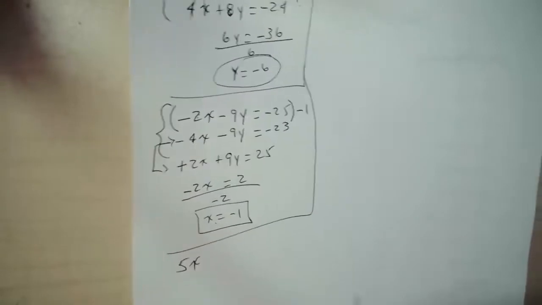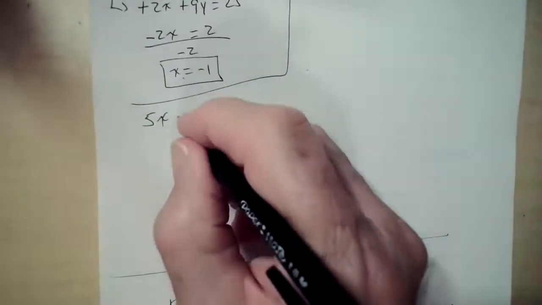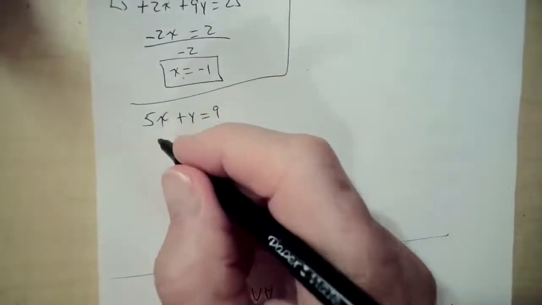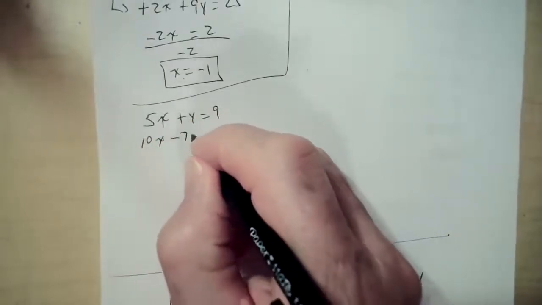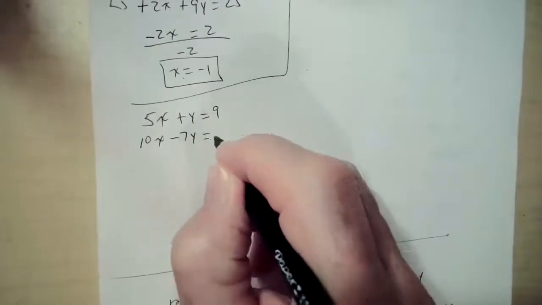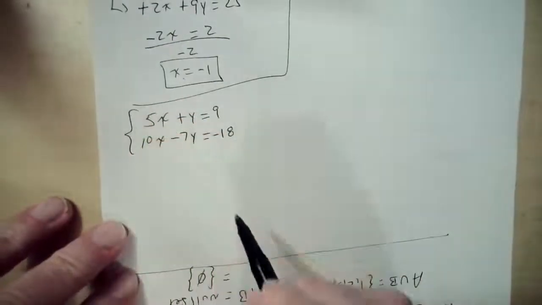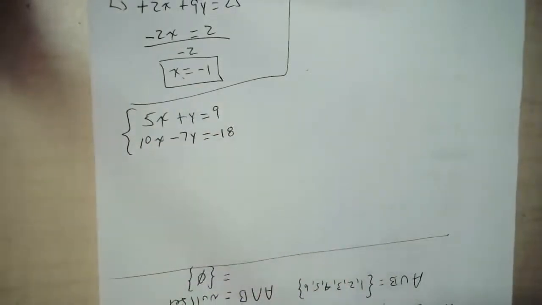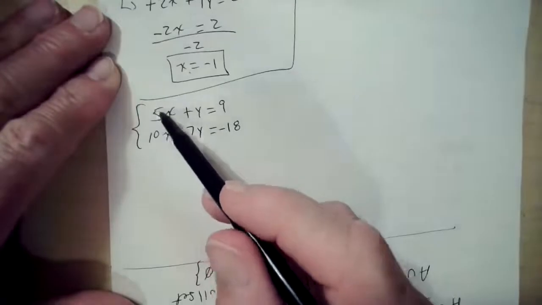Okay, let's do this one. 5x plus y equals 9, and 10x minus 7y equals negative 18. System of equations. Now, what are we going to do to one equation or the other? And like I said, sometimes you have to do both. Now, these you don't have to.